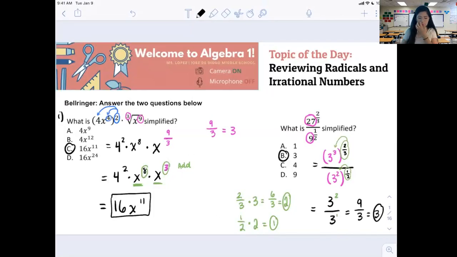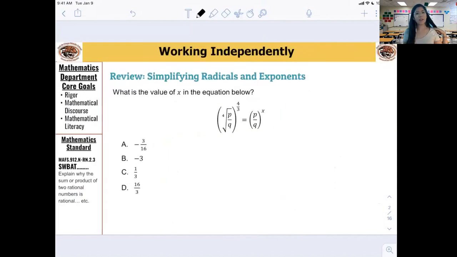Here we go. So like I said, today we're reviewing radicals, we're reviewing exponents, as well as what we talked about yesterday, which is rational numbers and irrational numbers. I'm bringing this back because we did it yesterday, but I definitely want to review it because it might come back later today in a different way. Hint, hint. So let's just take a look.